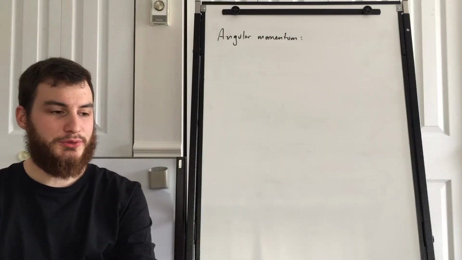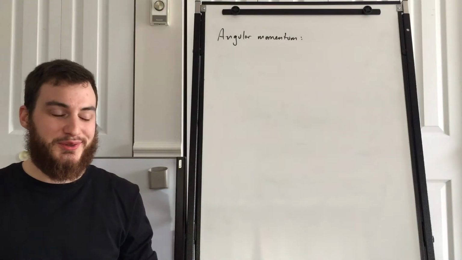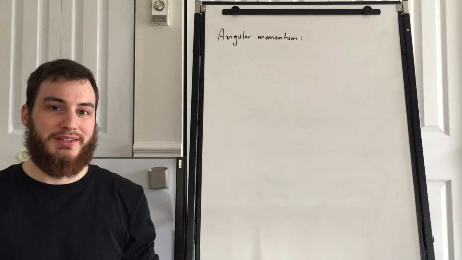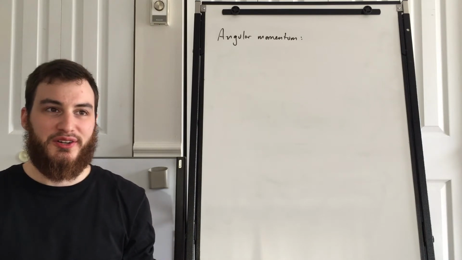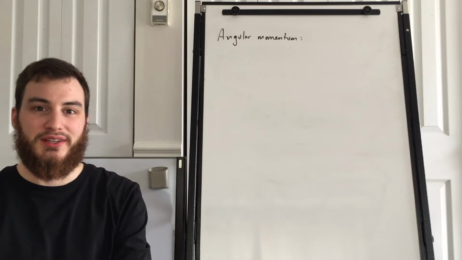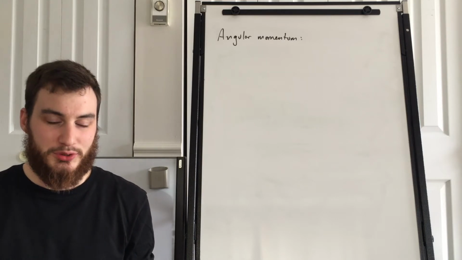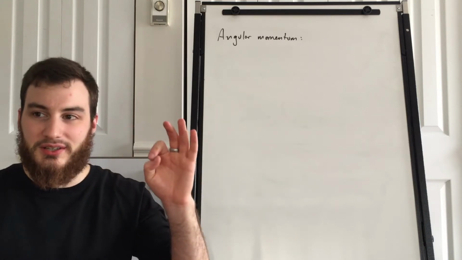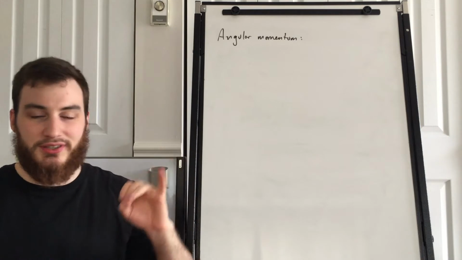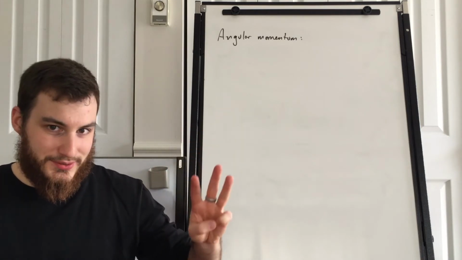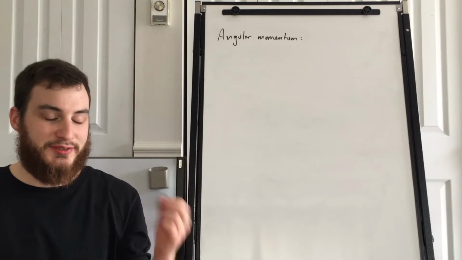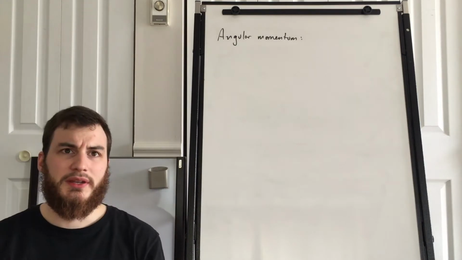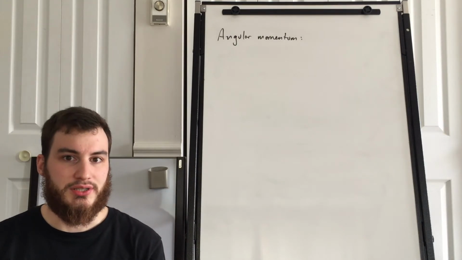Hello everyone and welcome to the last topic of this course. It is angular momentum, the final bit of equivalence in between the linear and angular motions. We had position and velocity and acceleration and energy and forces and torques, mass and moment of inertia. Finally, there's momentum. Linear momentum was used in collisions, mainly.